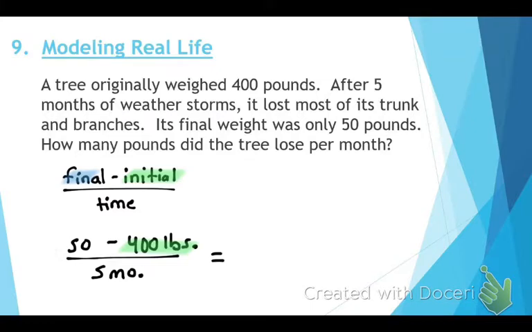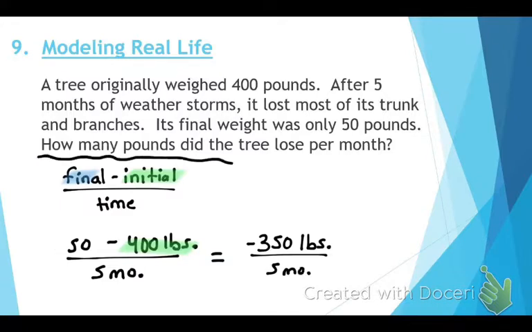Let's focus on the top part first. What is 50 minus 400? Negative 350 pounds. And that was in 5 months. Now here's what the question says. How many pounds did the tree lose per month? A lot of people on their quiz are like, oh, whoops, I'm supposed to have this per month. So then they just erase it and say, all right, I'll pretend that happened in a month. Did it lose 350 pounds in only a month?